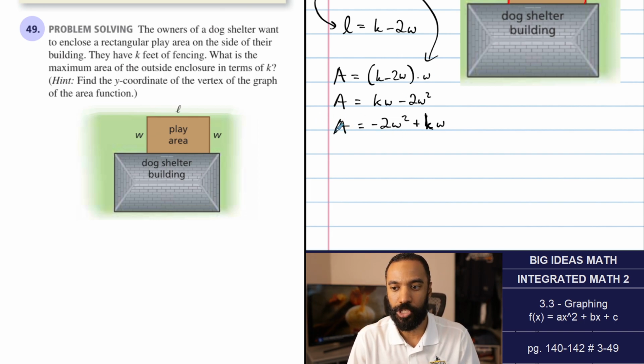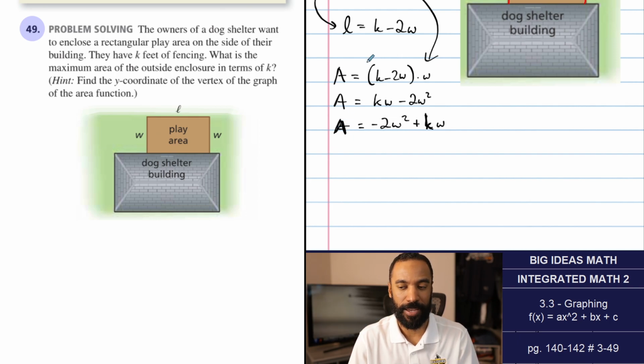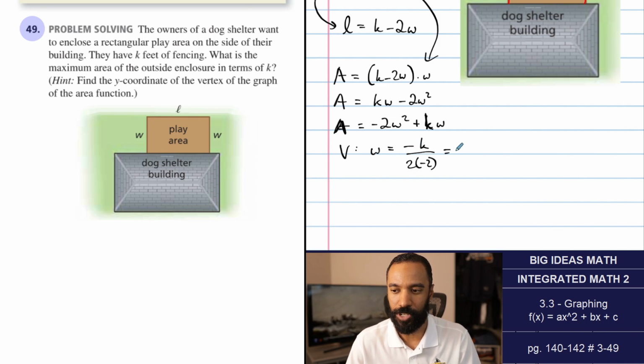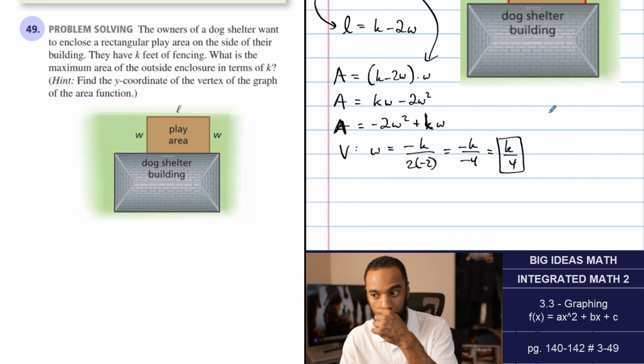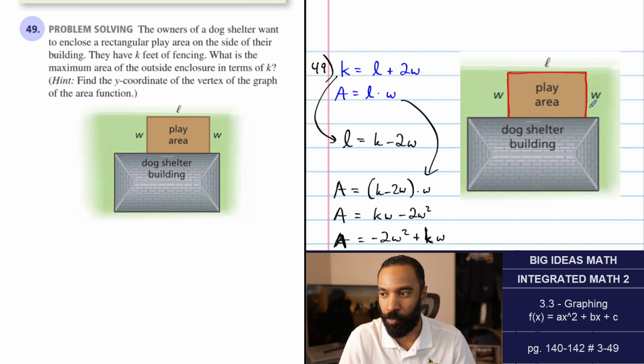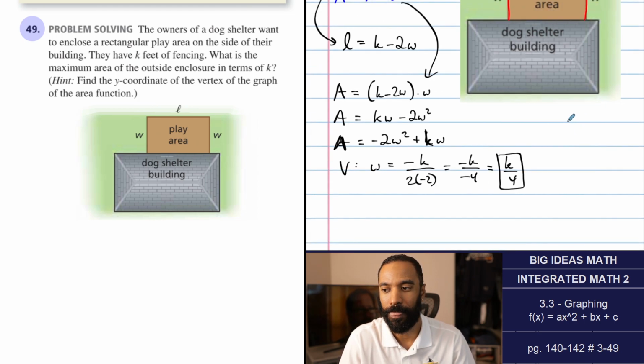So to remember, area is your y now. They're asking what width will maximize the area, right? Width is now my variable. So for the vertex, the width is negative b over 2a. Remember, k is the linear coefficient now. So that's negative k over negative 4, which is positive k over 4. Okay, that is the maximum width. If you take a quarter of your fencing for your width, you will maximize your area.